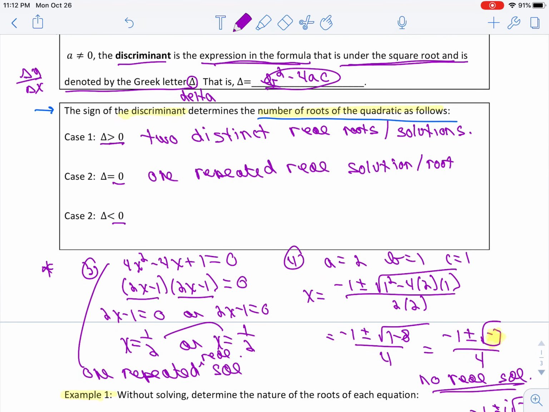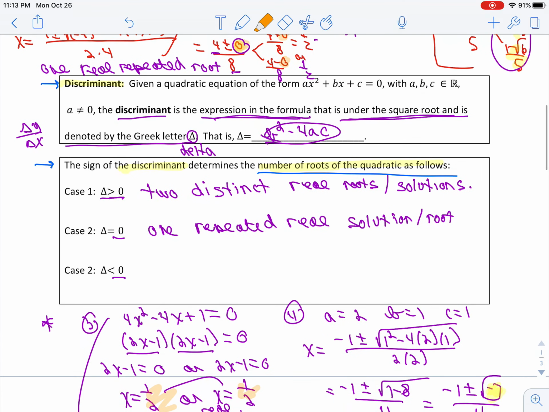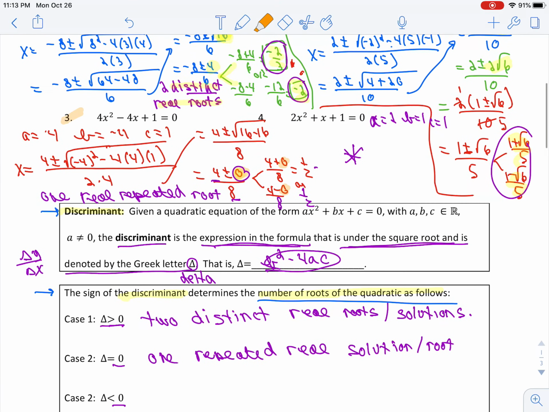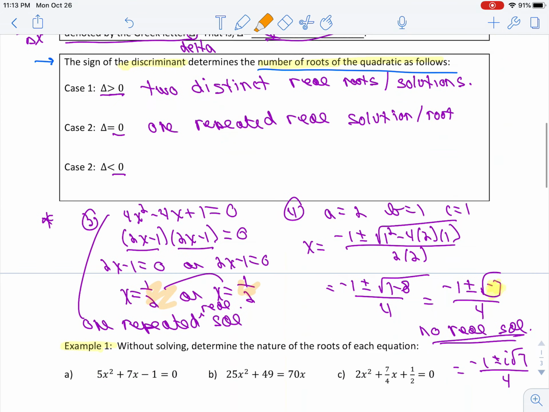And I showed you down here another way of looking at it for how we can see that that solution is repeated, that it really turns up twice. And then the last one is, what if the discriminant is less than 0? So if the discriminant is less than 0, we saw that happening in problem 4. And right down here is where we saw that, and we saw that we had no real solutions.